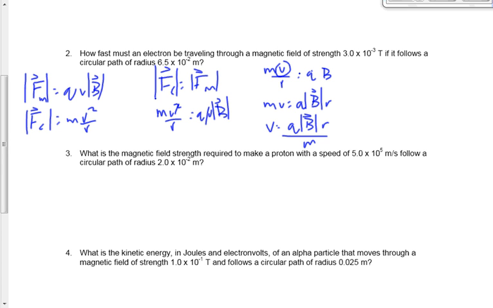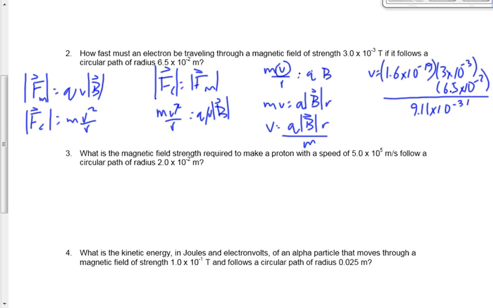Now we're dealing with an electron, so we know the charge is 1.6 times 10 to the minus 19. The magnetic field strength is given to us. And the radius is given to us as well, 6.5 times 10 to the minus 2. We divide that all by the mass of the electron, which is on our data sheet. And we solve for the speed there. And we end up getting 3.4 times 10 to the 7th meters per second. Is that a reasonable speed for an electron? Is that reasonable?